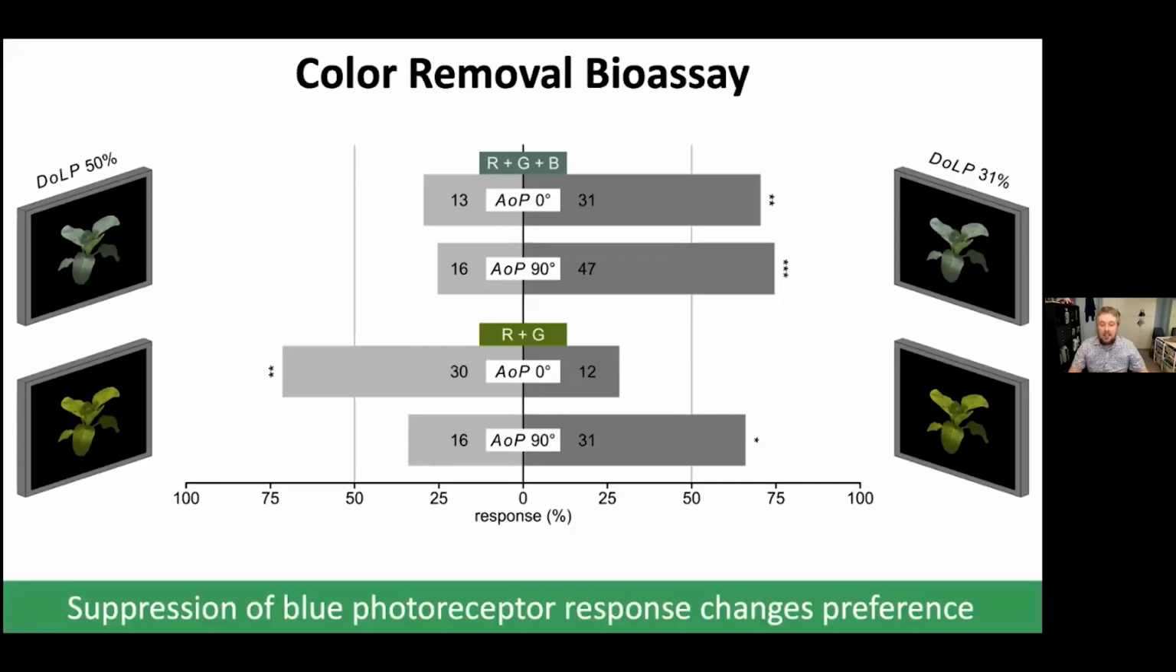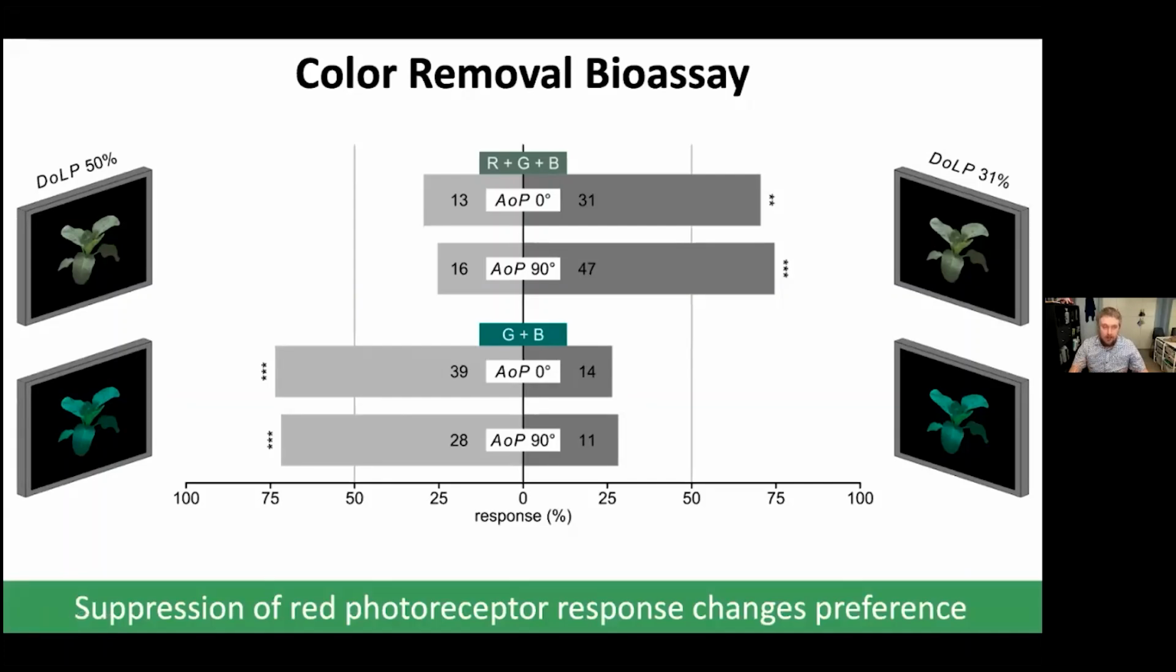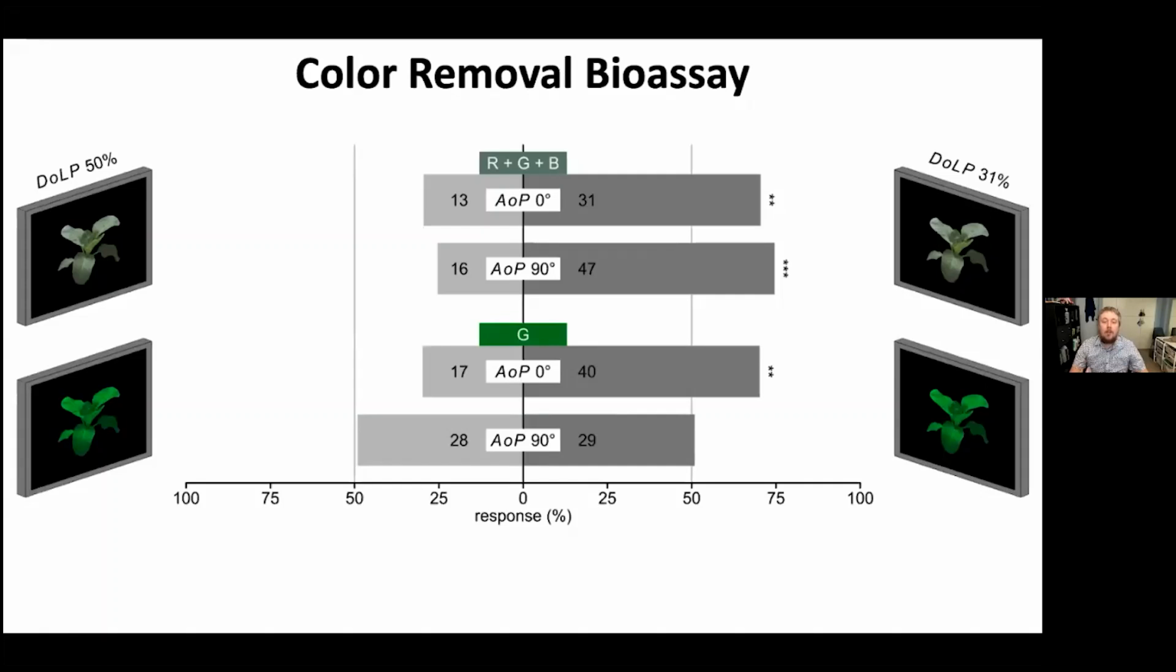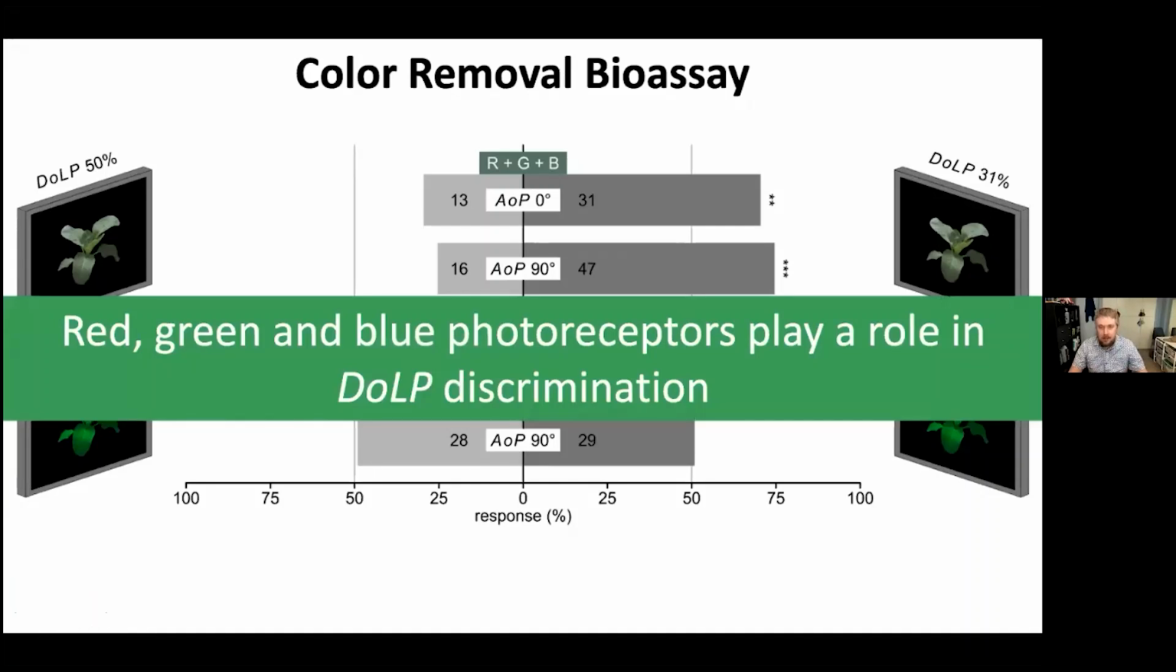This change in preference suggests the blue photoreceptor is involved in DOP discrimination. When we remove the red channel, suppressing the response of the red photoreceptors, the preference is reversed at both AOP treatments, suggesting there is also a role for the red photoreceptors. Lastly, we remove both the red and blue color channels, suppressing the response of both these photoreceptor types. We still see a significant preference in these 0-degree bioassays. This again suggests that there's involvement for green photoreceptors. All of these experiments taken together suggest a role for all three polarization-sensitive photoreceptor types in DOP discrimination.